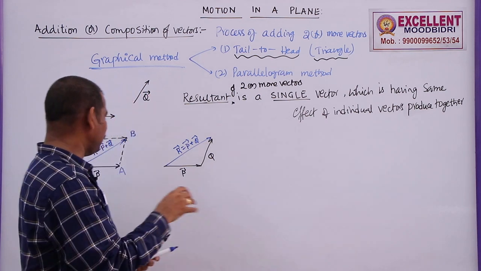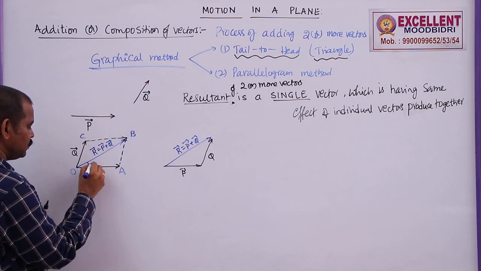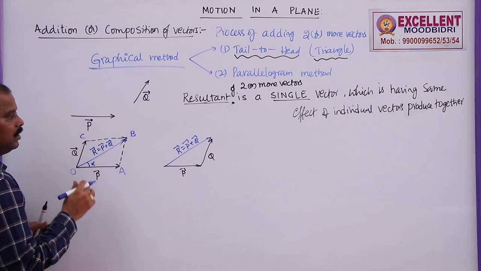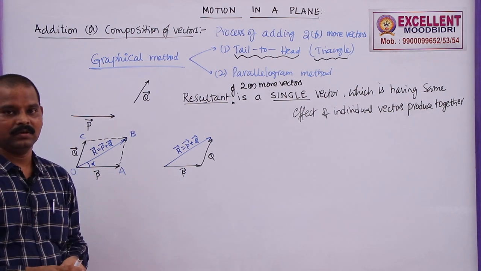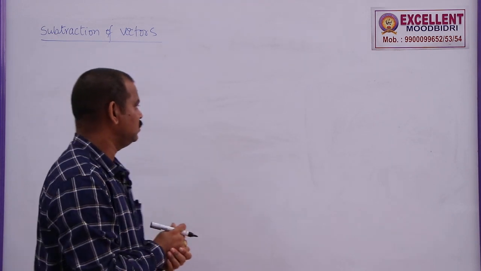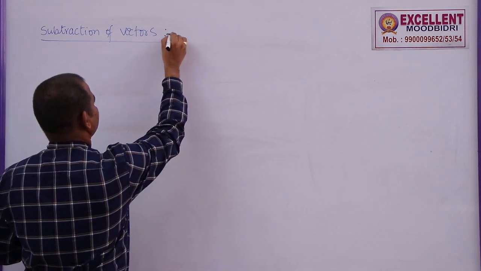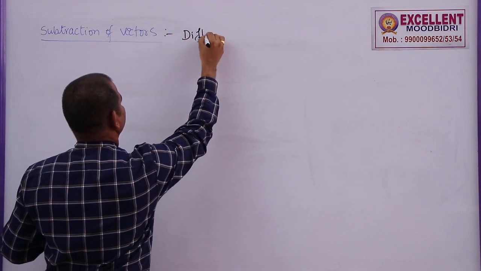But how to find the magnitude of this one and how to find the direction, that means the angle made by this one with one of the vectors, that we will learn in the next class. So how to subtract two vectors? We know how to add two vectors. Subtraction means the difference between two vectors.